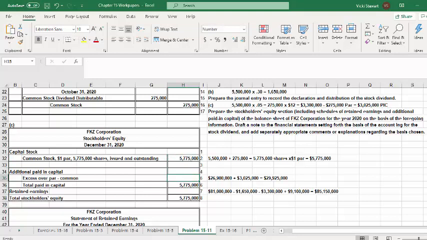Again, we had calculated our new balance of additional paid-in capital to be $29,925,000, and the retained earnings at the end of the year was $85,150,000. So total stockholders' equity for FKZ Corporation at December 31st, 2020 was $120,850,000. And that is the conclusion of the demonstration for problem 15-11B.